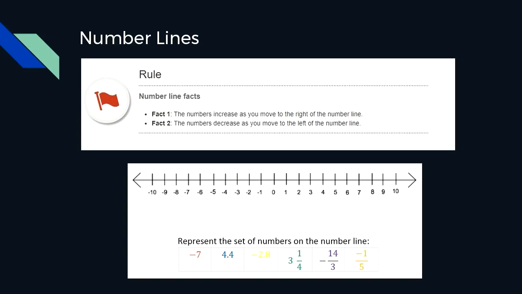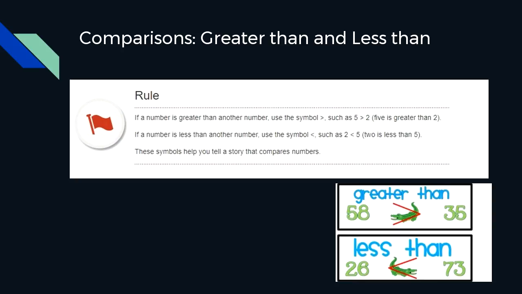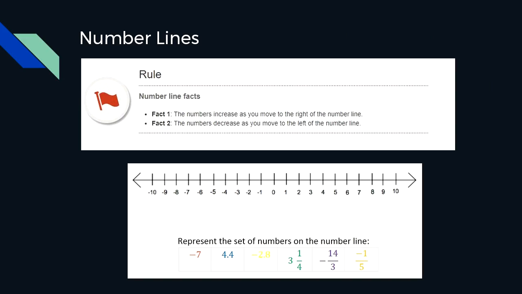And then I've given you an example of a number line and a set of numbers. What you should be able to do is plot those numbers on the number line, and then determine the order, whether that be from least to greatest or greatest to least. Okay, so let's take a look at ordering numbers on the number line.